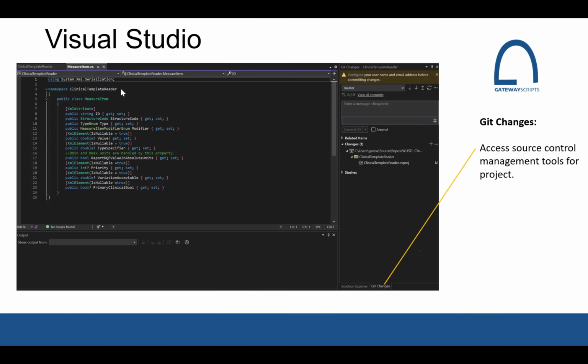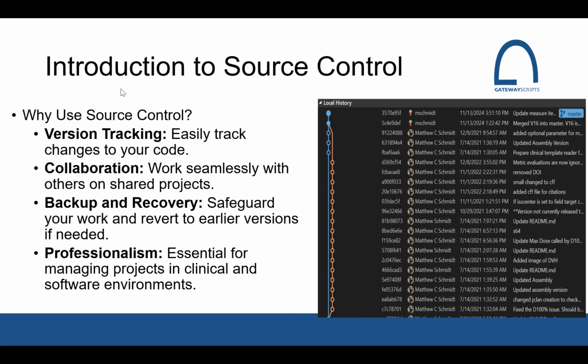Finally, source control within Visual Studio is very simple as it's UI-based instead of console-based. Using the Get Changes tab in Visual Studio, you can navigate your source control management solutions, such as creating new repositories, committing code to those repositories, creating and merging branches, and pushing and pulling from remote repositories. Source control management in Visual Studio is a breeze.